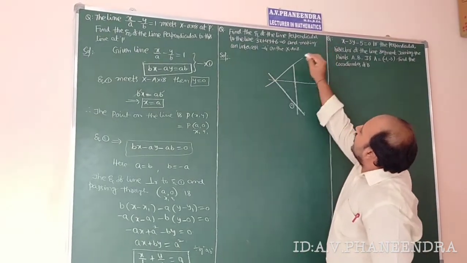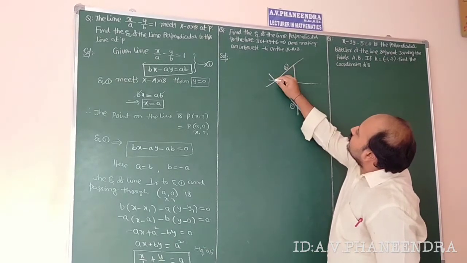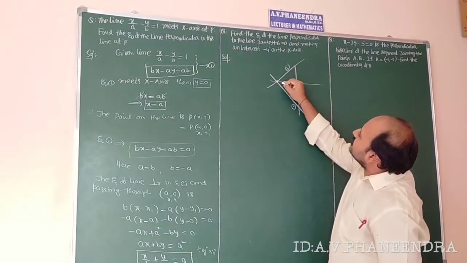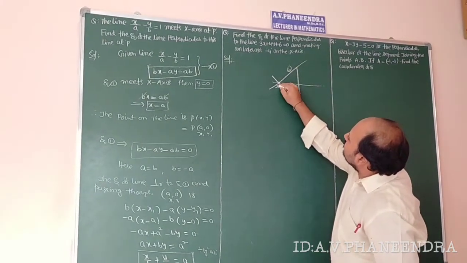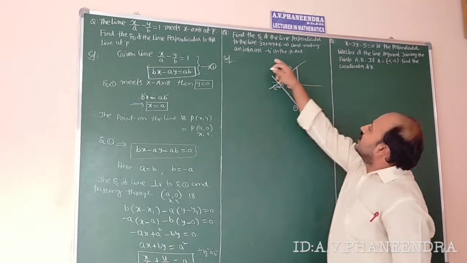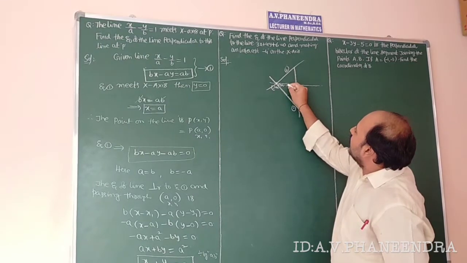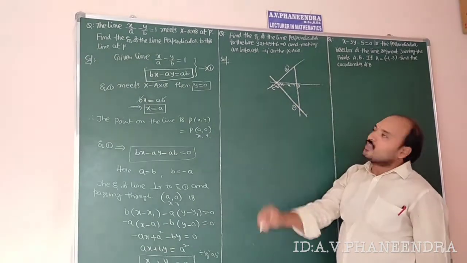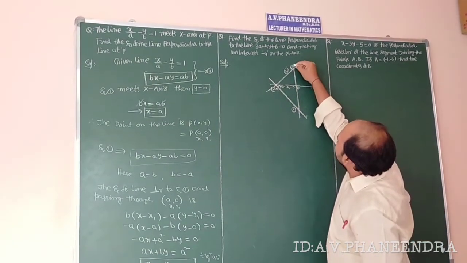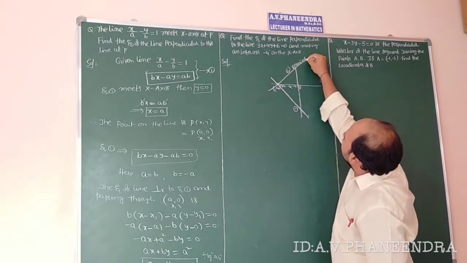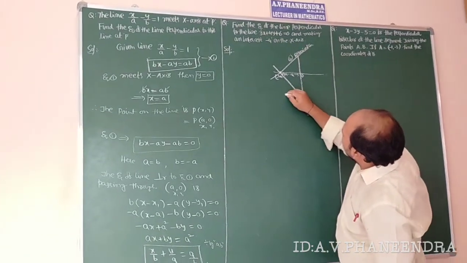This is the required line we are going to calculate, and this line makes an intercept (minus 4, 0). Minus 4 comma 0 means minus 4 units from here to here. This is the required line. This is the given line.